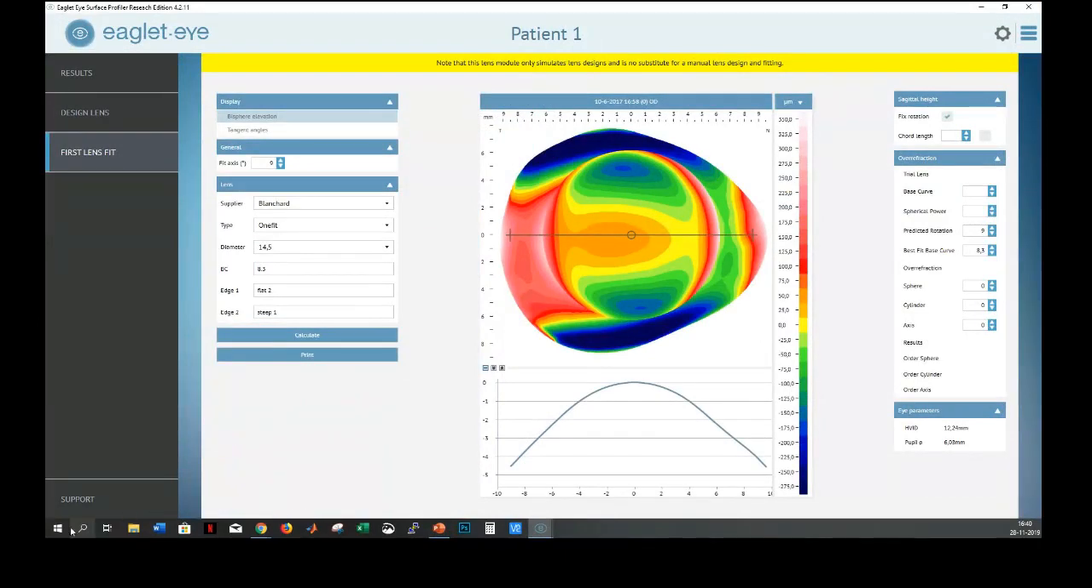So instead of using that extreme example, I took a similar looking eye, so toricity with the rule, but about 300 microns of toricity instead of 900.